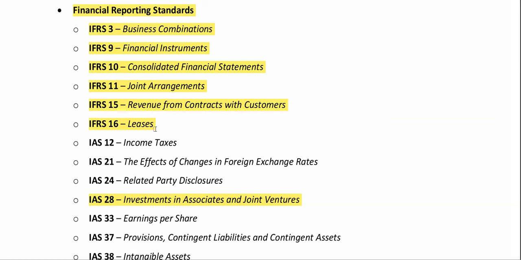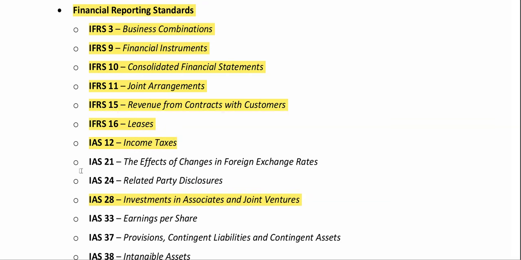IAS 12 income taxes. So the most relevant topic here is how to account for deferred taxes. We don't see that in Ressett's financial statements, but we cannot rule out the possibility that a scenario relating to deferred taxes could be tested, because if it is within the syllabus, it can be tested. That's the bottom line. And although you may not see questions in the recent past, you should not rule out the possibility that this standard could be tested.